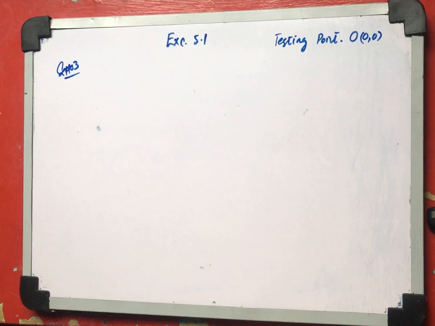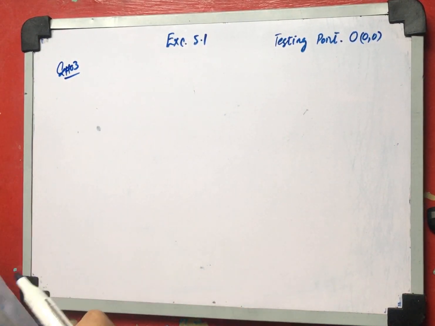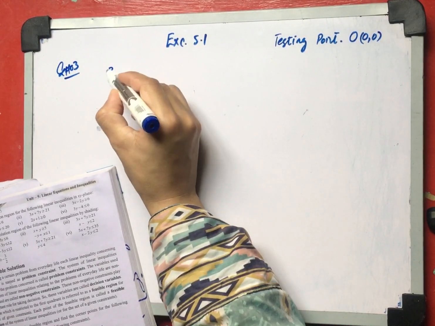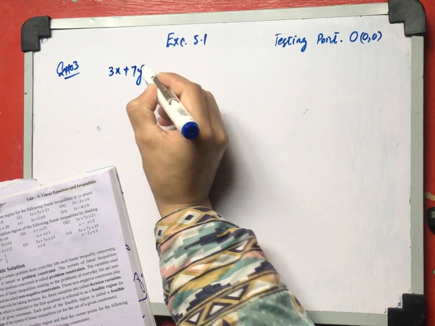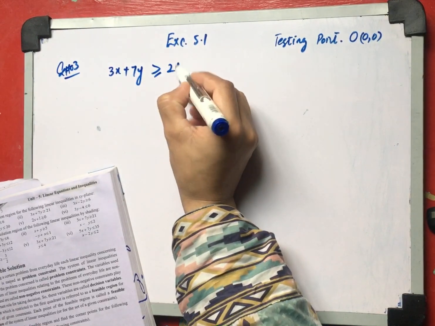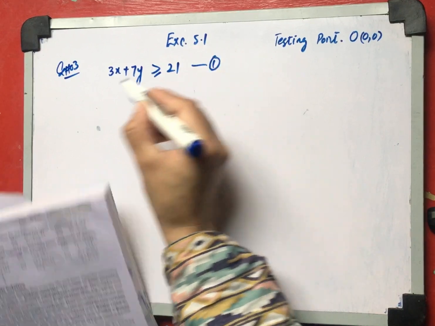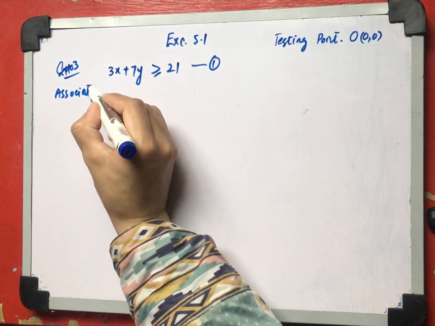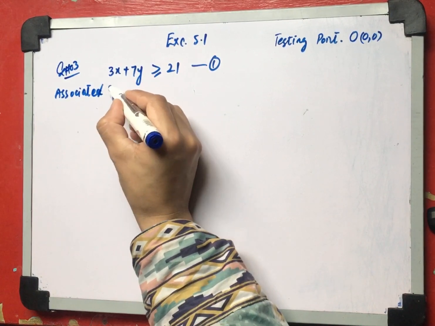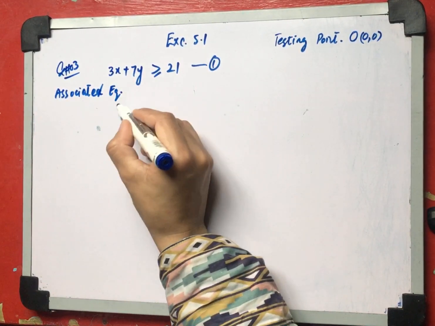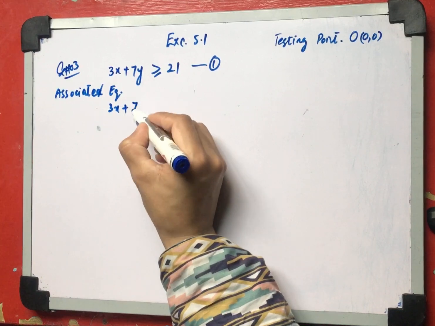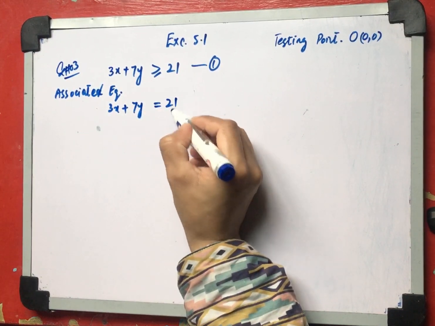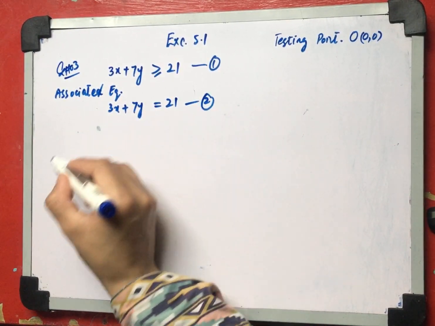In part number 2, A is 3x + 7y ≥ 21. This is our equation 1, and now I am going to write its associated equation: 3x + 7y = 21. This is equation number 2.